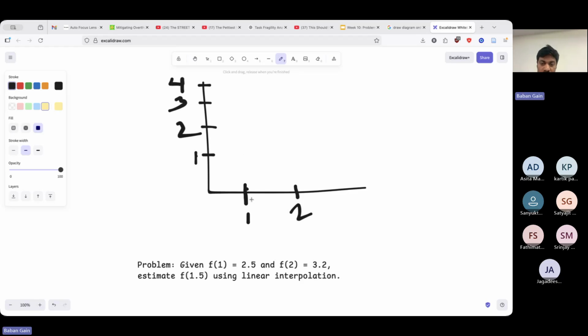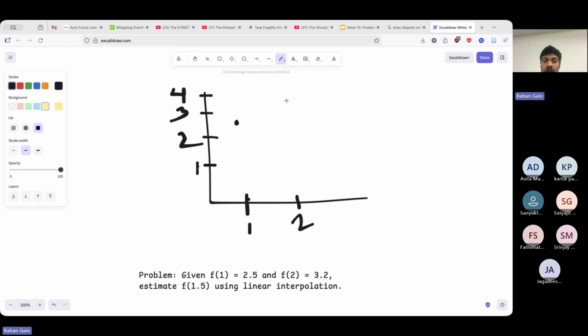So one thing is that f of 1 is 2.5. So first point is here. And second point is f of 2 is 3.2. 3.2 is somewhere around here. Right? So the question is that I have to find out the value of f of 1.5. So basically, I just have to draw a straight line between them and find the value at 1.5.